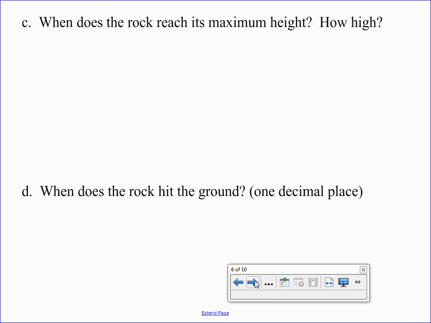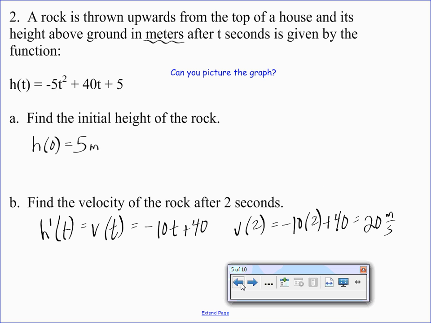Now, question C is a reference to the vertex. When does the rock reach its maximum height? Now, in previous math classes, we knew how to find the vertex a number of different ways: completing the square, partial factoring, using our zeros. Now we want to use the derivative. The derivative, or the expression for velocity, will allow us to find this answer because at that moment, the slope of the tangent line is 0.